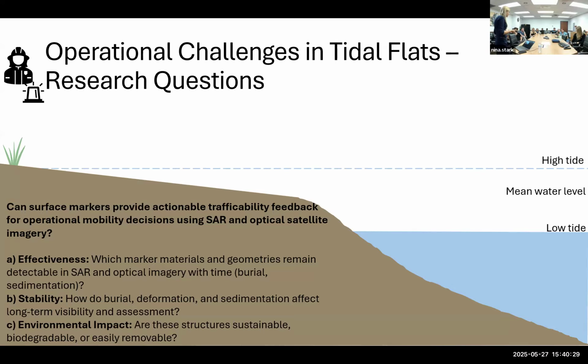Yeah, so are those structures sustainable, biodegradable, or can we remove them easily, or will they get stuck in the tidal flat and stay there forever? Yeah, so those are also important things to consider.